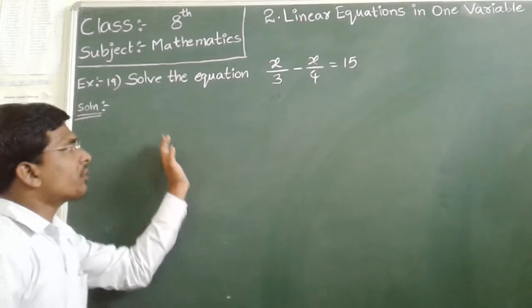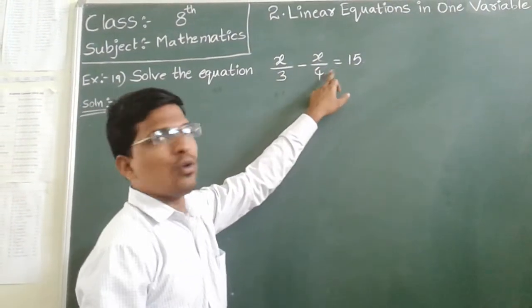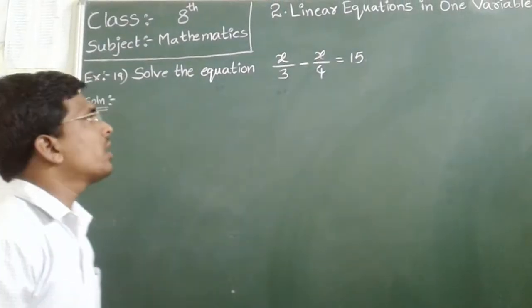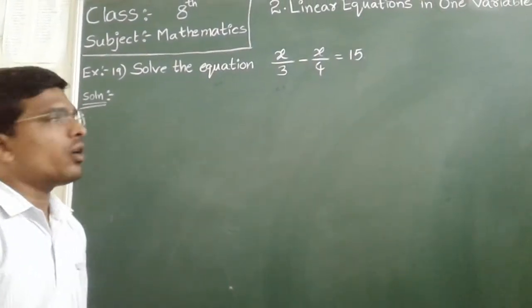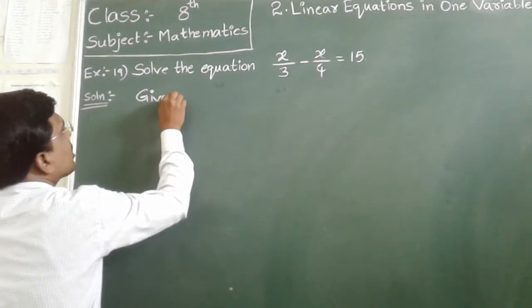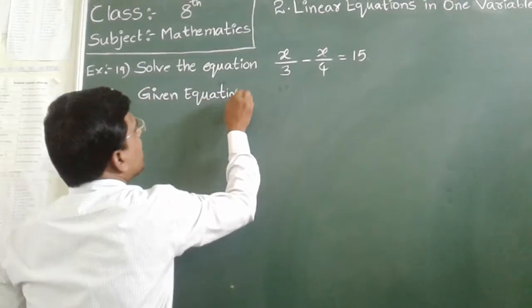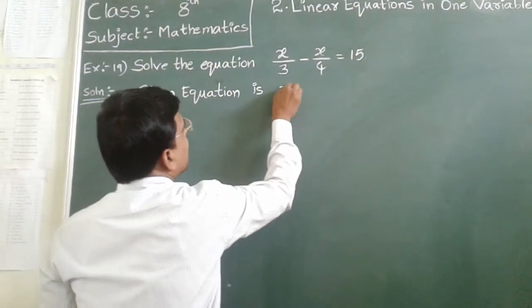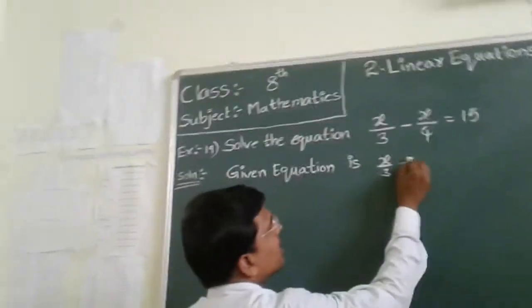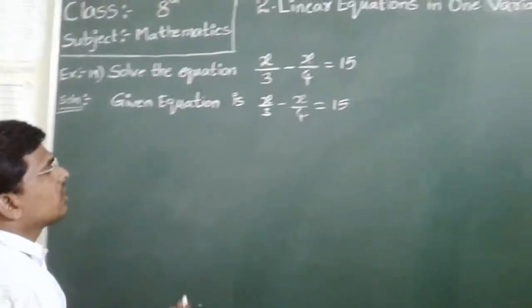So this is the first question. Solve the equation x by 3 minus x by 4 is equal to 15. So how to solve this problem? Okay, let's see. Just write the given equation. What is the given equation? The given equation is x by 3 minus x by 4 is equal to 15.